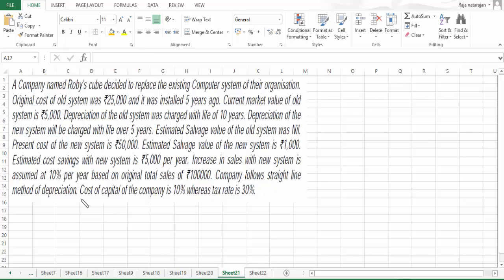Company follows straight line method of depreciation. Cost of capital of the company is 10%, whereas the tax rate is 30%. So you have to decide whether this company should go for replacement.